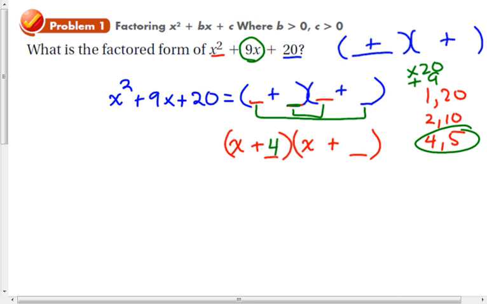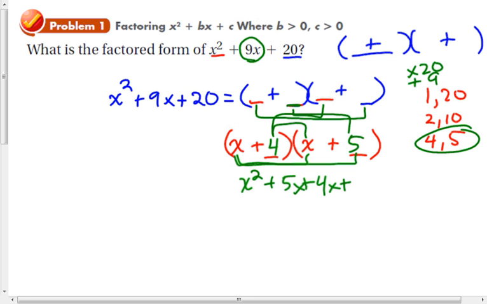Now if I write 4 and 5 here, and then just to check my work, x times x is x squared. Outside 2, that gives me 5x. Inside 2 gives me 4x. And the last two give me plus 20, and 4x plus 5x equals 9x. So in factored form, I'm going to take x plus 4 times the quantity x plus 5. All right, let me try that.